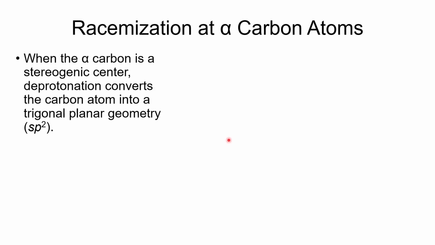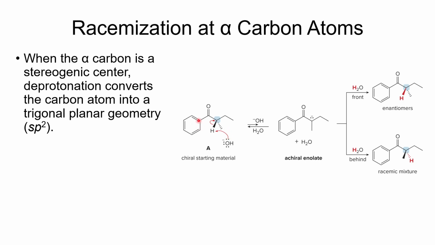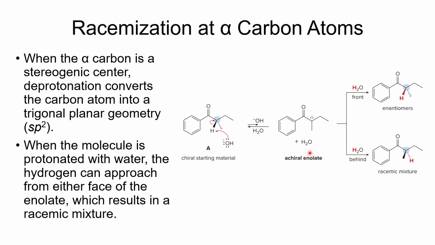So let's see how this applies. All right, here we've got an example of an alpha carbon that is a stereogenic center. This alpha carbon doesn't have any hydrogens, but it's already sp2 hybridized. But this one has a stereogenic center, so it has a particular stereochemistry, and so it is chiral. When we deprotonate this hydrogen that's on that stereogenic center, we're going to create an sp2 hybridized alpha carbon that will no longer be chiral. So we will have an achiral enolate.